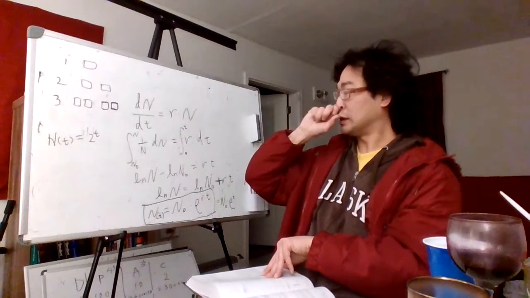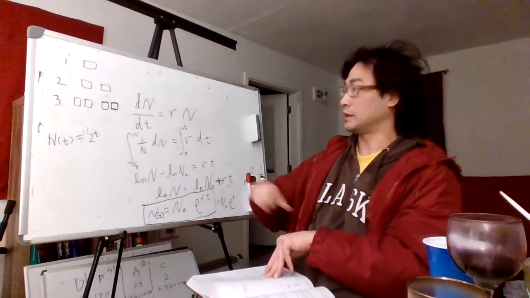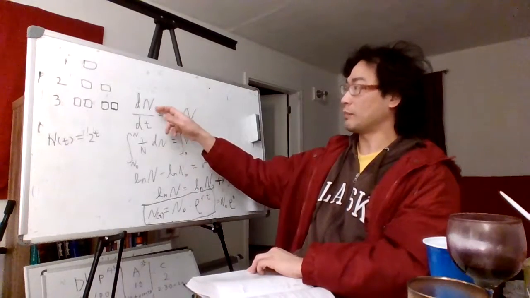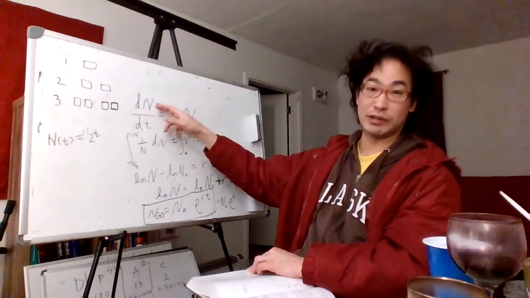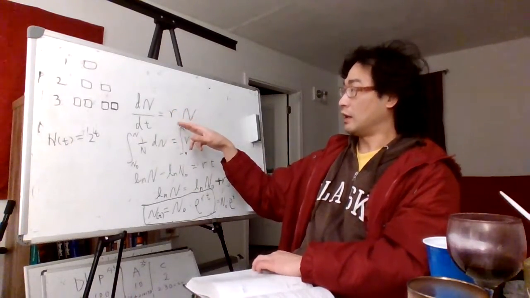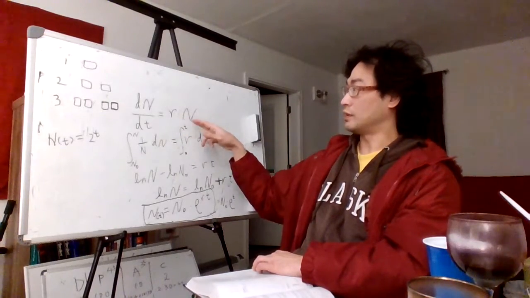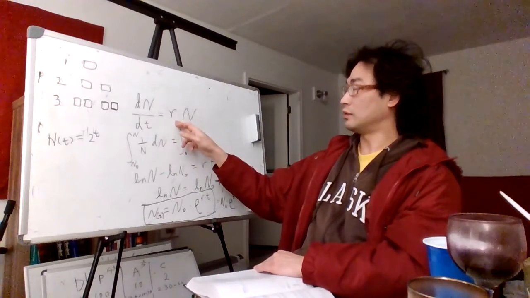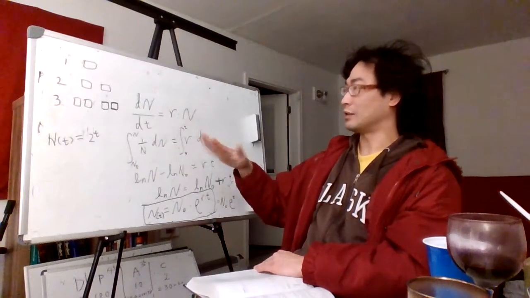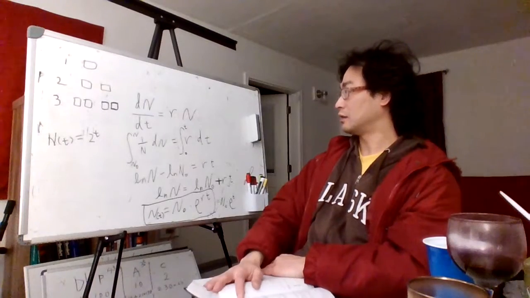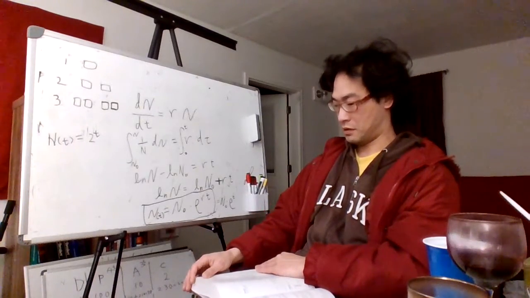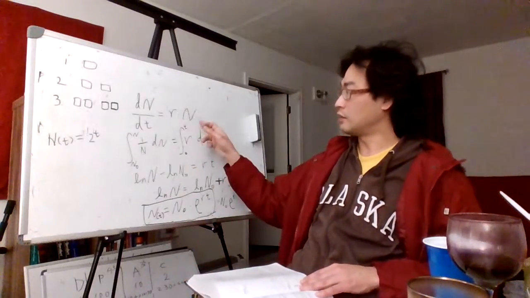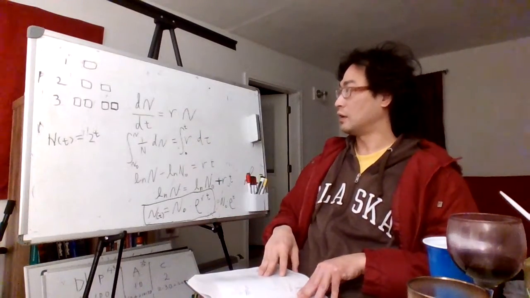dt is always positive, but dN can be negative if the population decreases. Now in bacterial growth, it's r times N, where r is kind of like the number of children. N is the population size.